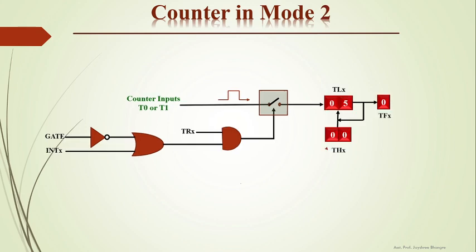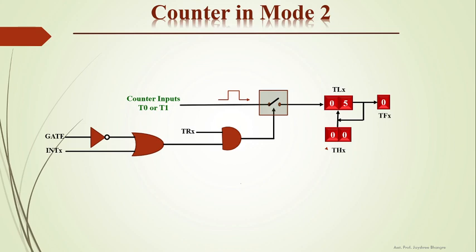Now counter in mode 2. Mode 2 is the 8-bit auto reload. So here an 8-bit count can be counted by this counter from the external inputs T0 and T1. Again the clock pulses are applied to the inputs T0 or T1, and they will be counted in the TLX register from 00, 01, 02 up to FFH.